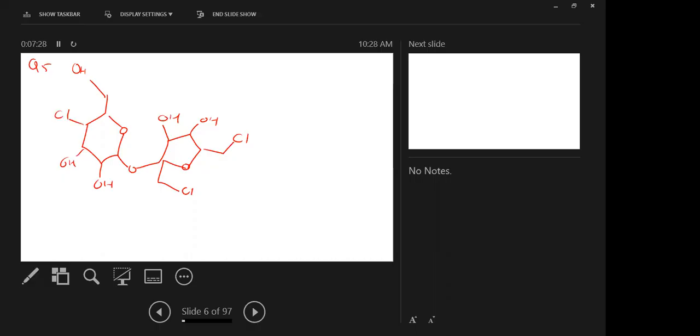I think I have everything. So we have to try to identify how many different chiral centers there are. So let's just count: 1, 2, 3. Oh, that looks like a bad 3. 4, 5, 6, 7, 8, 9. So the answer is 9.